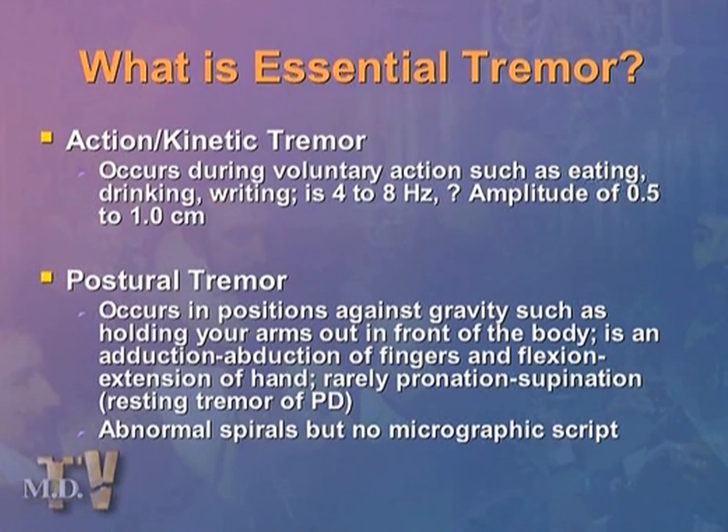Then there's the postural tremor. Now, a postural tremor occurs in positions when the body or parts of the body is held against gravity, such as the arms in front of the body. And it is an abduction-adduction tremor of the fingers, and usually a flexion or extension tremor of the hands. Rarely is this a tremor where there's a pronation-supination tremor, like the resting tremor of Parkinson's. However, there are some patients with essential tremor that will have a little bit of a resting tremor. This tremor is often picked up by doing spirals or doing spirals on a sheet, and you see those very, very significant little notches or shakes in the tremor and in the writing.